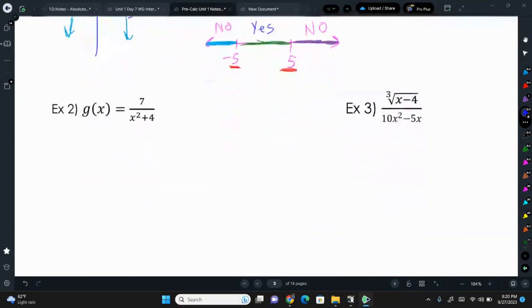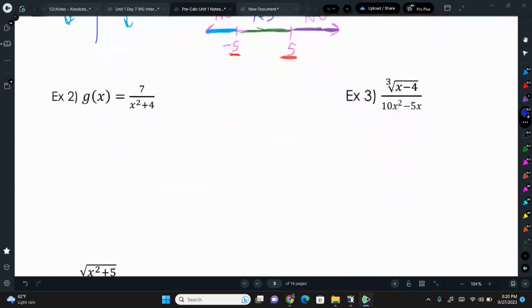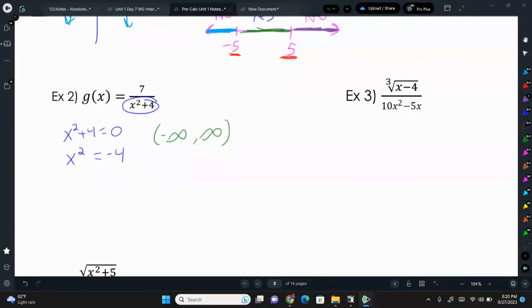So let's look at example 2. 7 over x squared plus 4. Remember, we are only concerned, when does the denominator equal 0? Well, x squared plus 4 equals 0. That's never going to be true because when we subtract 4 from each side, we get x squared is equal to negative 4. Can't happen. So negative infinity comma infinity would be our domain.